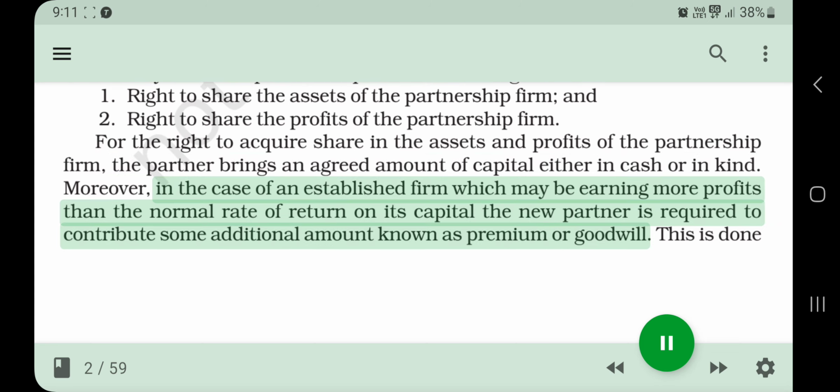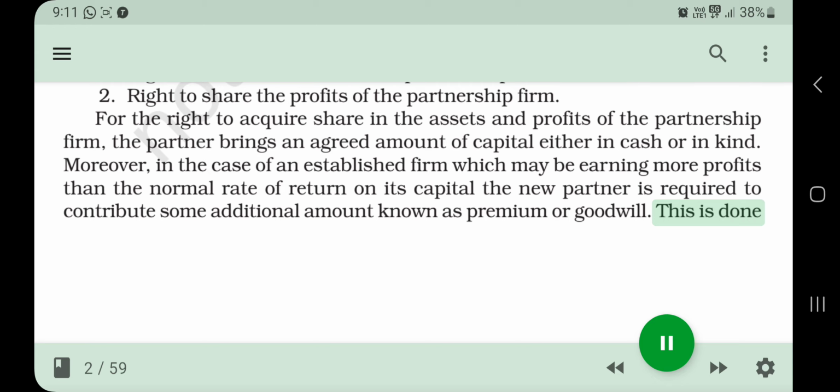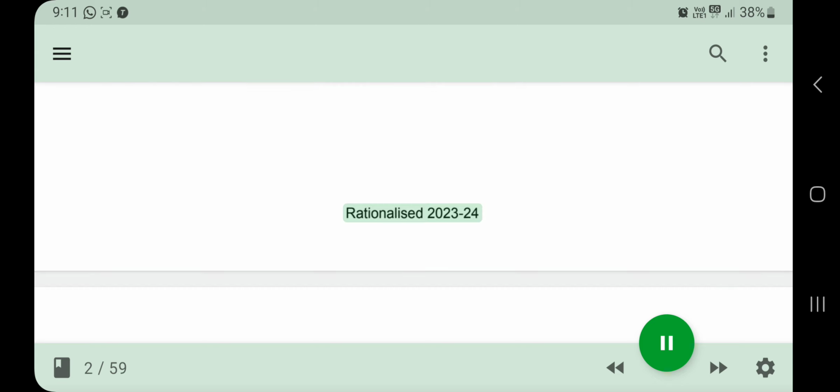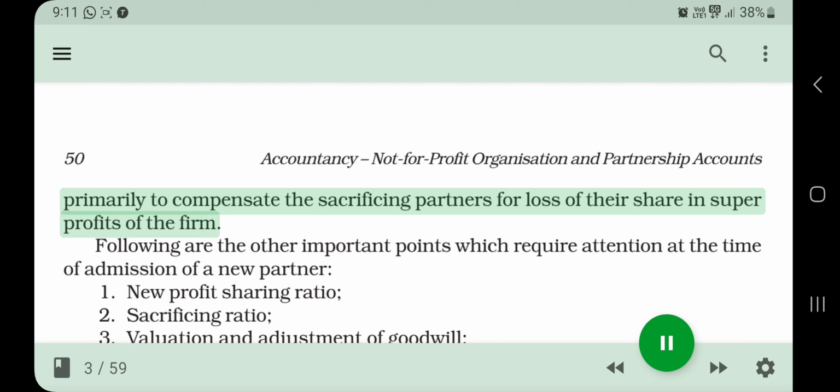Moreover, in the case of an established firm which may be earning more profits than the normal rate of return on its capital, the new partner is required to contribute some additional amount known as premium or goodwill. This is done primarily to compensate the sacrificing partners for loss of their share in super profits of the firm.